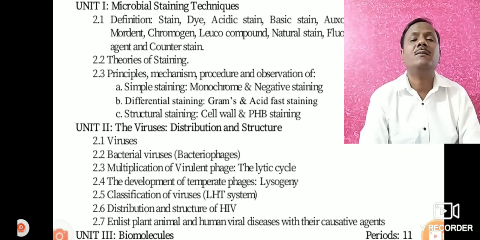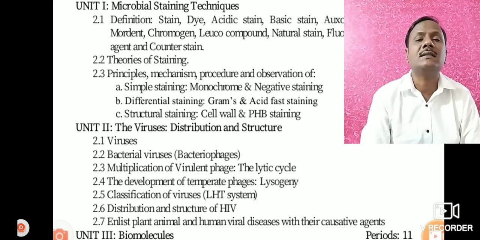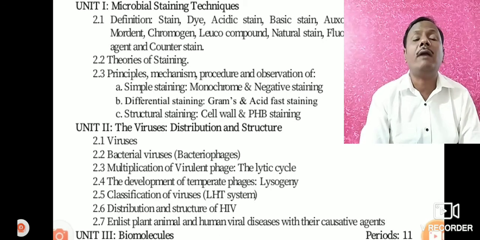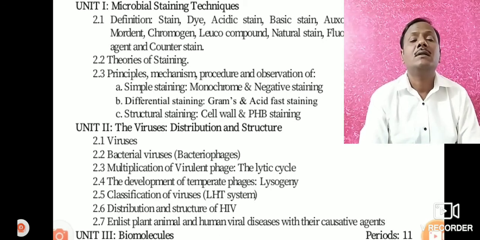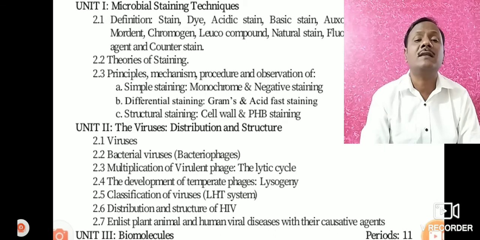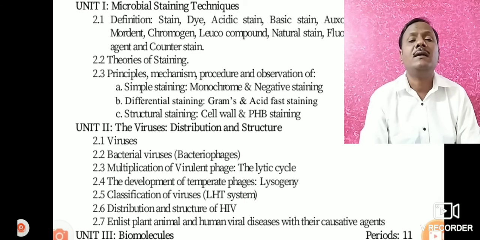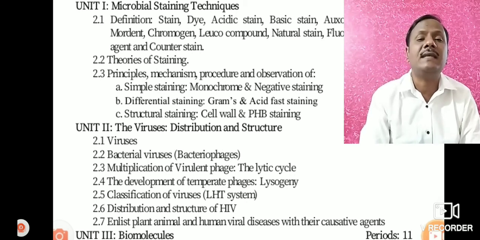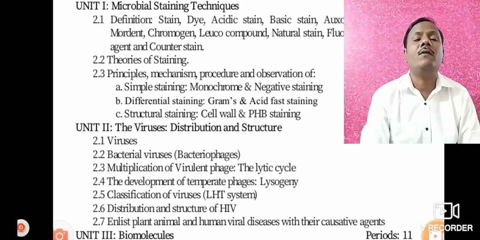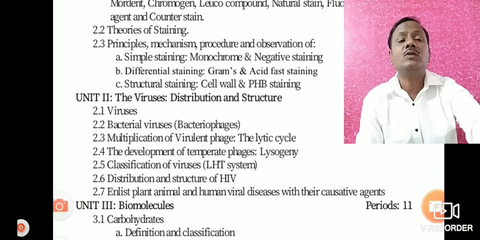After that, the second unit, viruses: distribution and structure. The first point, we'll see the definition of viruses. Then after that we'll see the bacterial viruses. Bacterial viruses are also called bacteriophages. Then multiplication, how the viruses multiply, because viruses multiply in two ways. In virulent phage, that is the lytic cycle. The development of temperate phage, that is the lysogenic cycle. Because these are the two cycle phases.